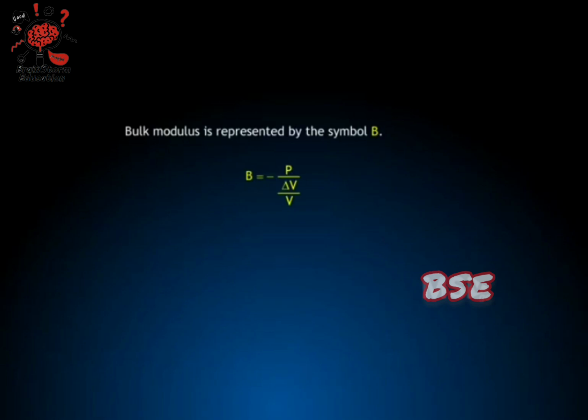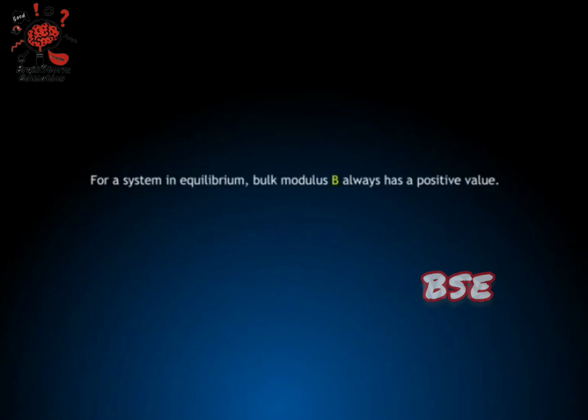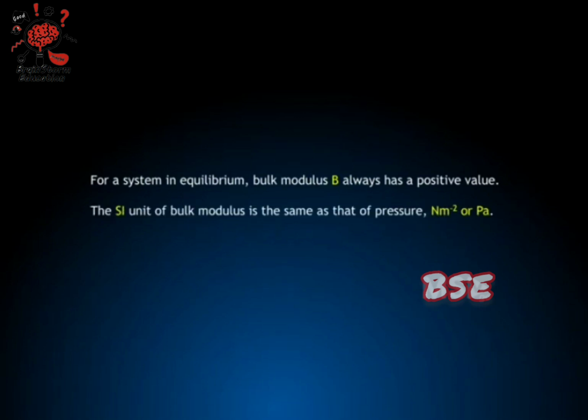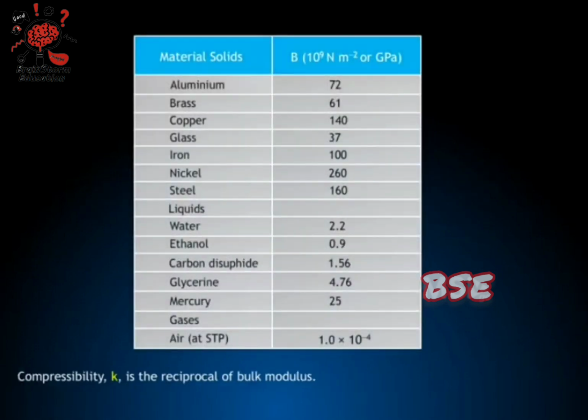B is equal to minus P whole divided by delta V by V. The negative sign indicates that as pressure increases, the volume decreases. Thus, when P is positive, delta V has a negative value. For a system in equilibrium, bulk modulus B always has a positive value. The SI unit of bulk modulus is the same as that of pressure, N per meter square or Pascal. The table here shows the bulk modulus of some common materials.